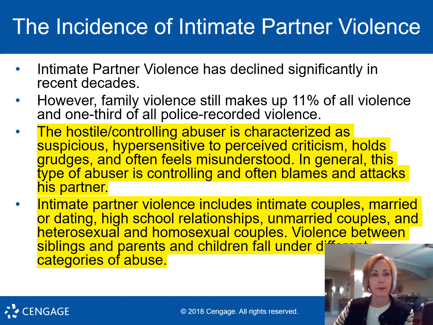That is a lot. A hostile, controlling abuser is characterized as somebody who is suspicious, hypersensitive to perceived criticism, holds grudges, and often feels misunderstood in general. This type of abuser is controlling and often blames and attacks his partner. Intimate partner violence includes intimate couples, married or dating, high school relationships, unmarried couples, and both heterosexual and homosexual couples. Violence between siblings and parents and children fall under a different category of abuse.